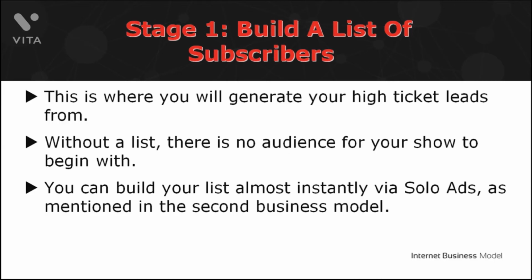The first stage in realizing your high-ticket program is to build a list of at least 2,000 to 3,000 subscribers. This step is important because this is where you generate your high-ticket leads from. Without a list, there is no audience for your show to begin with. You can build your list almost instantly via solo ads, as mentioned in the second business model. This saves you a lot of time and helps you tremendously in acquiring prospects.